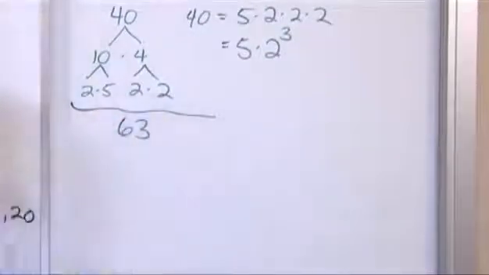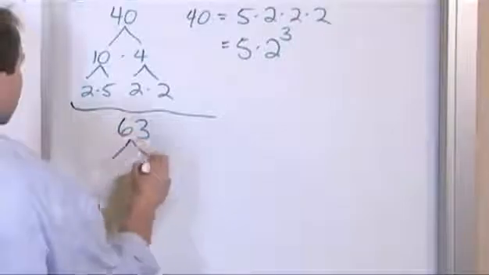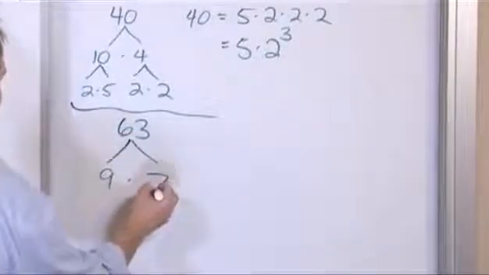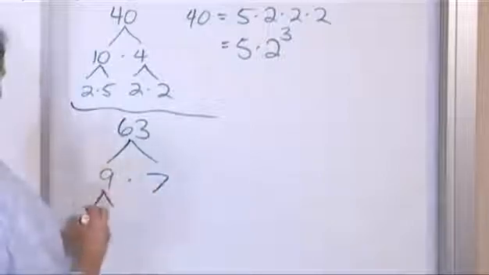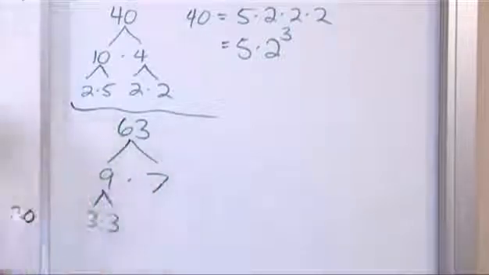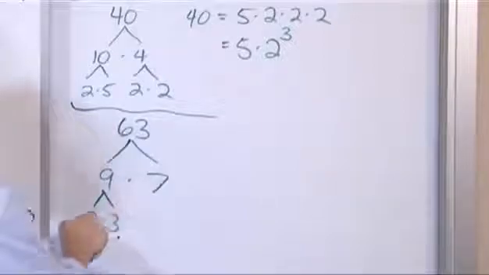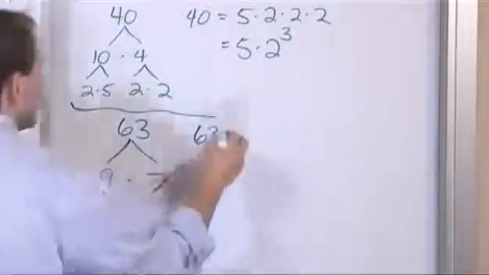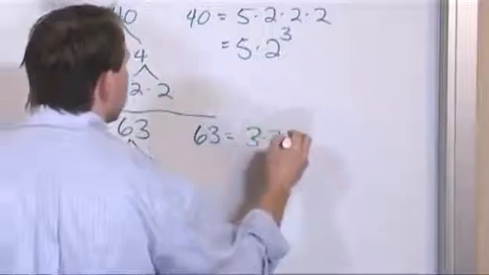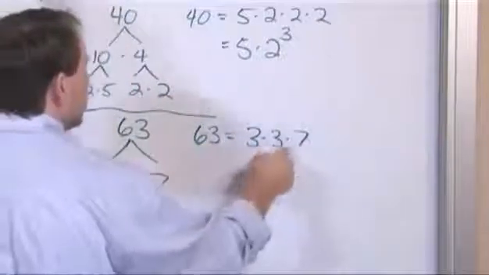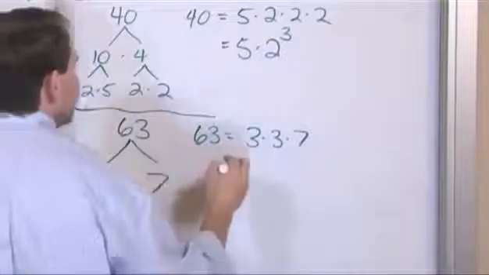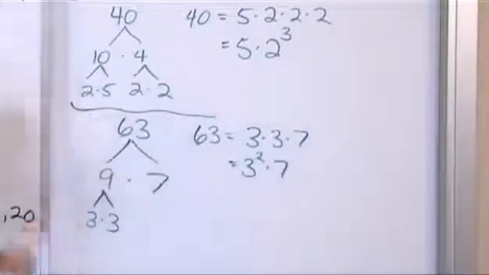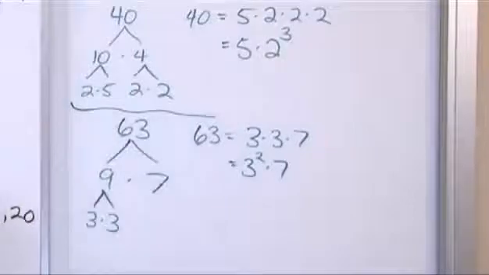What about 63? This is the last problem. Well, 9 times 7 is 63. 7 is already a prime number, but 9 is not. You can rewrite that as 3 times 3. So everything in the bottom of the tree is prime. So in order to write this, you'll just multiply it together. 3 times 3 times 7. 3 times 3 is 9. 9 times 7 is 63. And you can rewrite this as 3 squared times 7 if you're going to keep it in terms of an exponent. So that's the prime factorization.